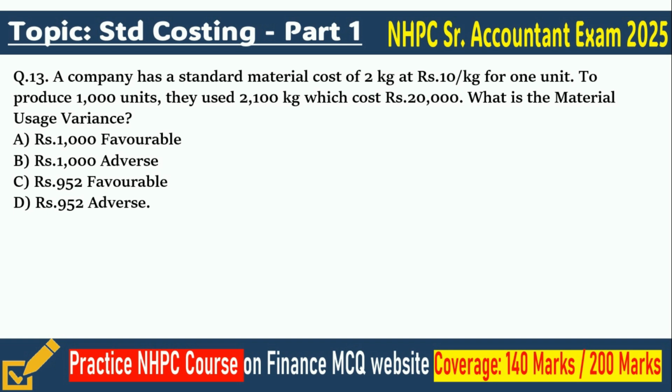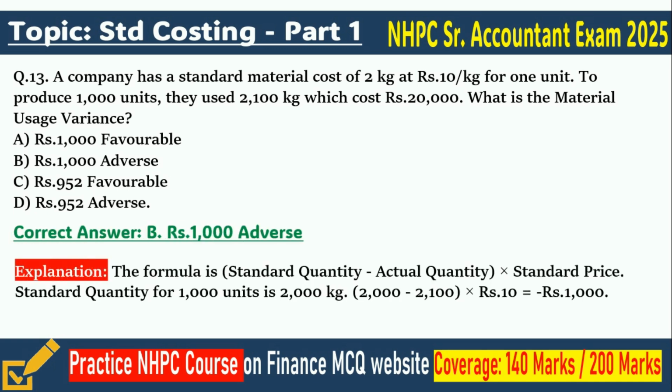So, friends, here for 1 unit, 2 kg is the standard quantity used. Here the production is 1000 units. So, standard quantity will be 2 into 1000, that is 2000 kg. We are given 2100 kg as the actual quantity and standard price is rupees 10 per kg. So we'll just have to substitute the values in the formula. So that will be, as I said, standard quantity minus actual quantity into standard price.